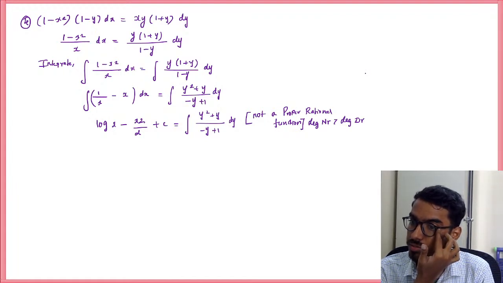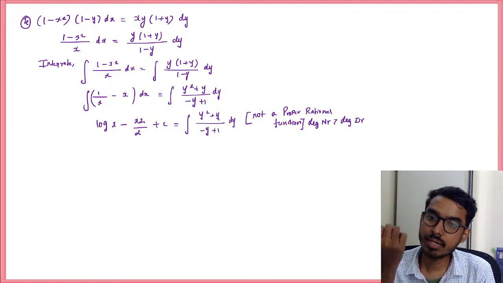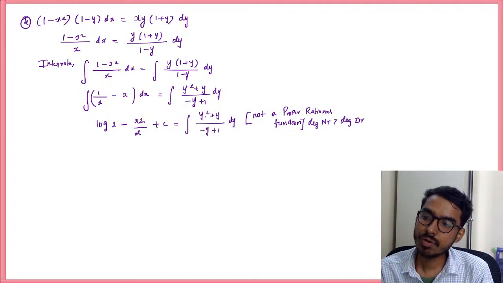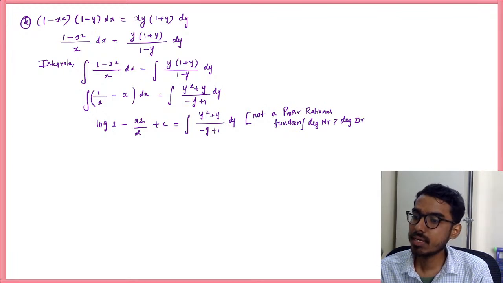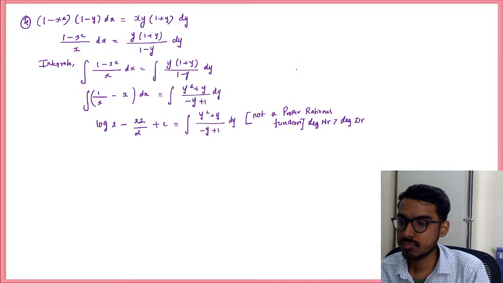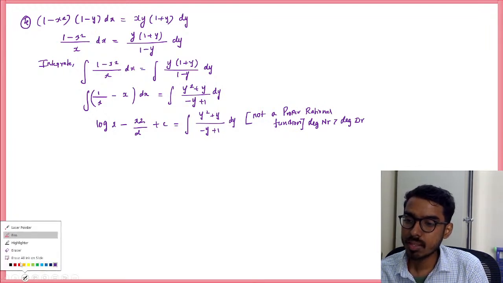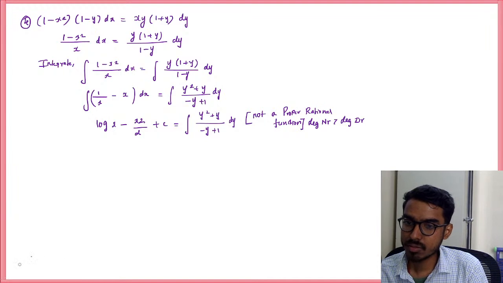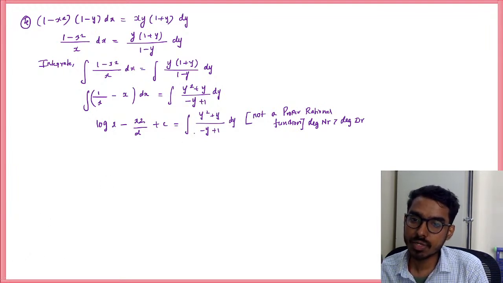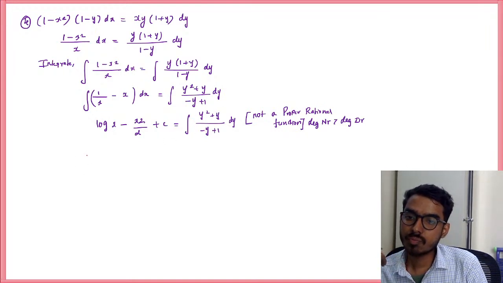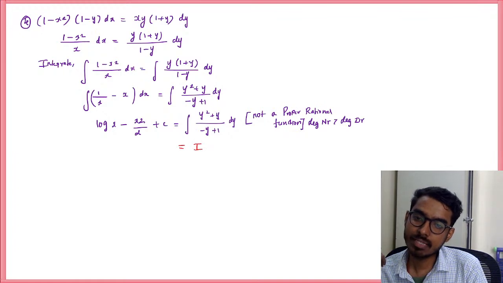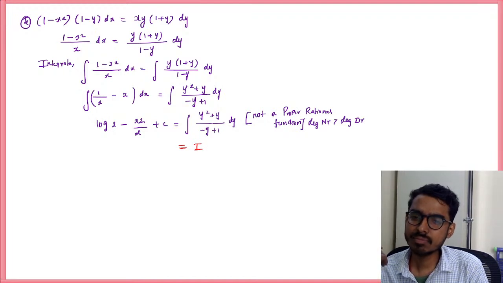Okay, so we have to do division algorithm here, right? So how to do it: you have to divide y square plus y by minus y plus 1, right? It is not a proper rational function, so you have to use division algorithm. What you have to do is integrate this, right? So let us call this integral as I. So we need to find the integral value of I, and we need to substitute back here.